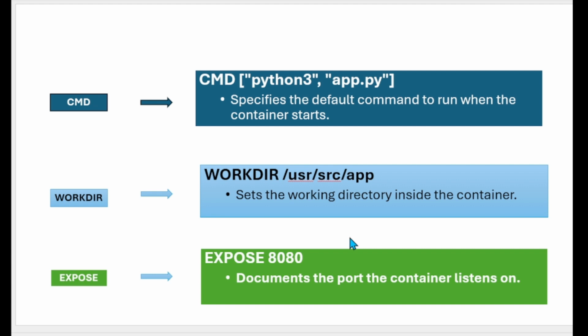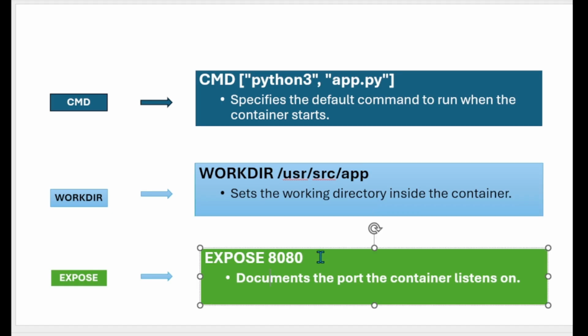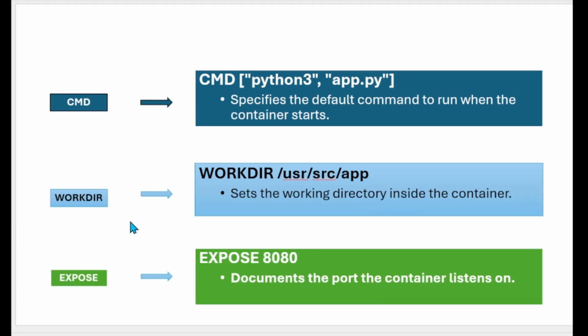Okay. So next, WORKDIR means it sets the working directory inside the container. Inside the container, the working directory has to be set, not outside the container. Okay. And then we have this EXPOSE. What is this EXPOSE? It documents the port the container listens on. It means when one port is given to a container, whatever inputs are coming from that particular port, the container has to be able to take those inputs. For taking inputs, we use this EXPOSE.